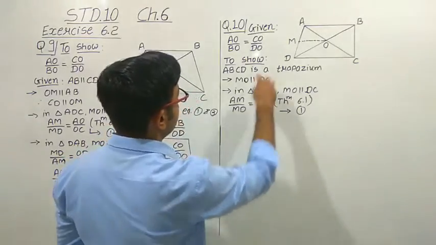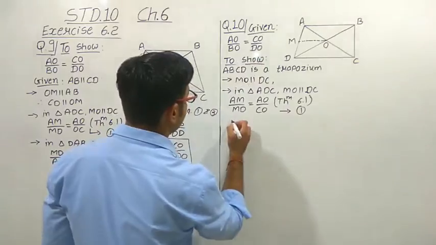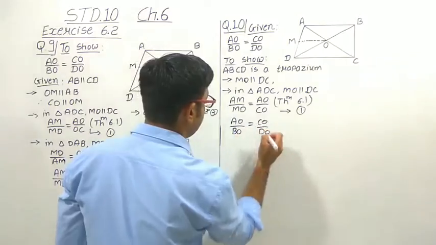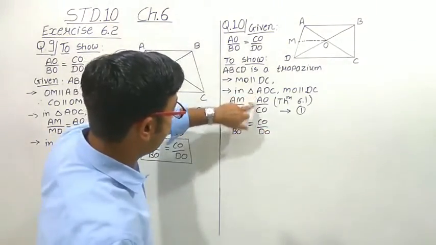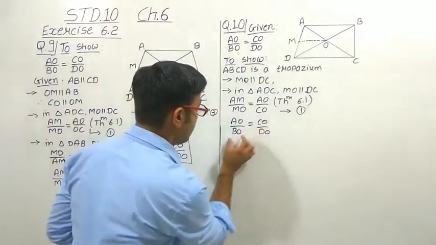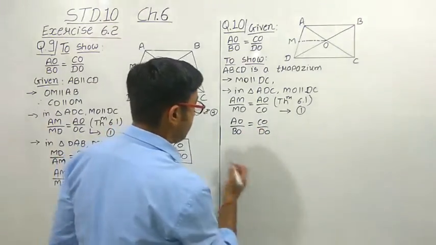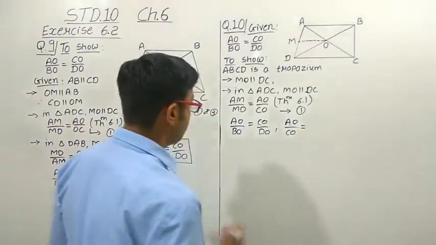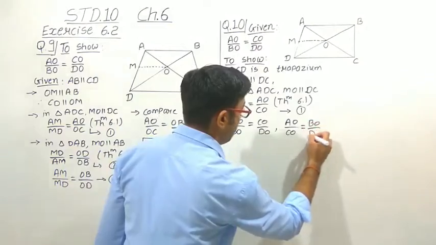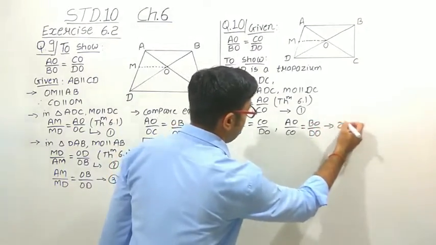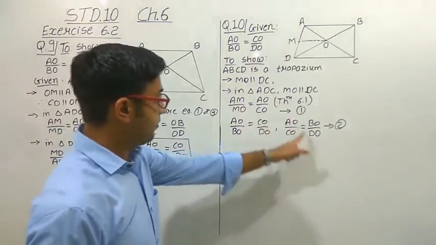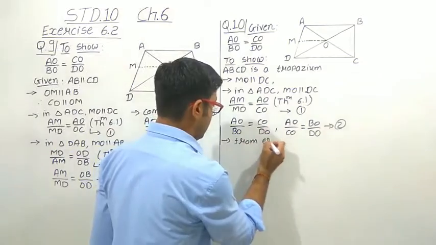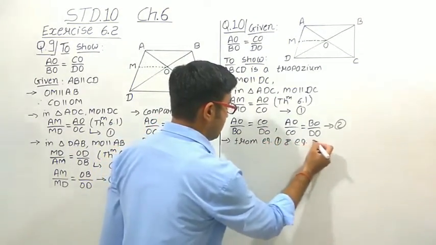So what we have to do? We have to write down the same thing first of all, that is AO upon BO is equal to CO upon DO. Now see, here AO upon CO is there. So we have to take this CO to the denominator here. So by doing this, we get AO upon CO is equal to BO upon DO. Give it equation number 2. Now we can compare both these equations, from equation number 1 and equation number 2.